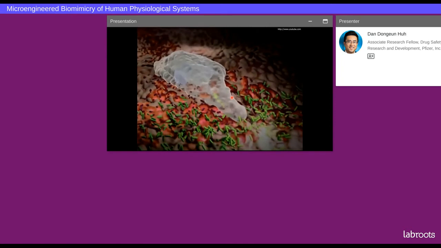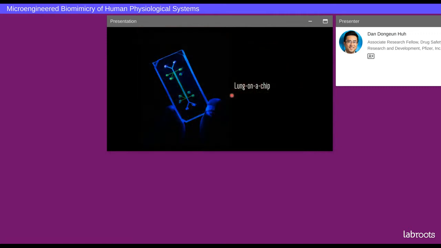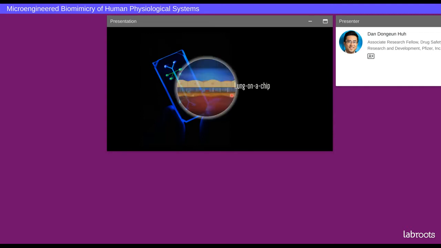So this is basically how our lung fights off infection. And as far as I know, this is one of the most complex organ-level, not tissue-level, organ-level responses that happens in the lung. So the question we asked was, can we actually mimic this in this lung on a chip system?